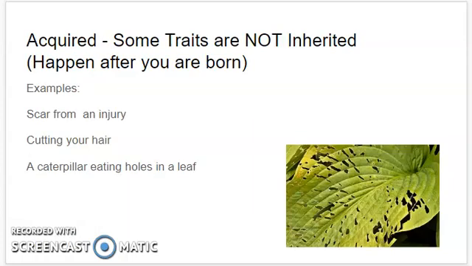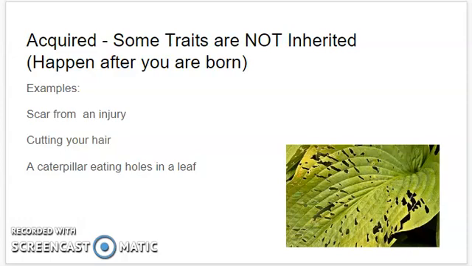All right, so I just wanted to remind you that there are some traits, which are characteristics, that you do not inherit. These things occur after birth. So an example might be you get injured and now you have a scar. Although that's probably now a part of your body, that was after you were born. So we would not call that an inherited trait.